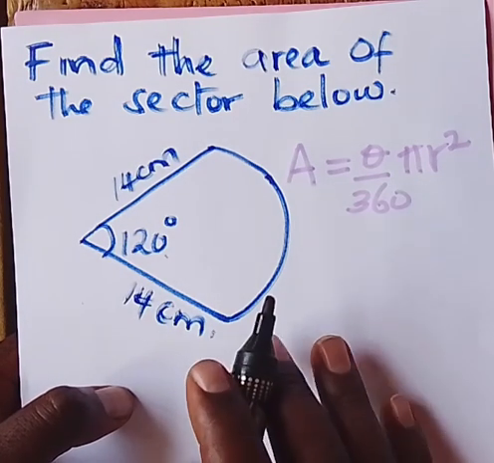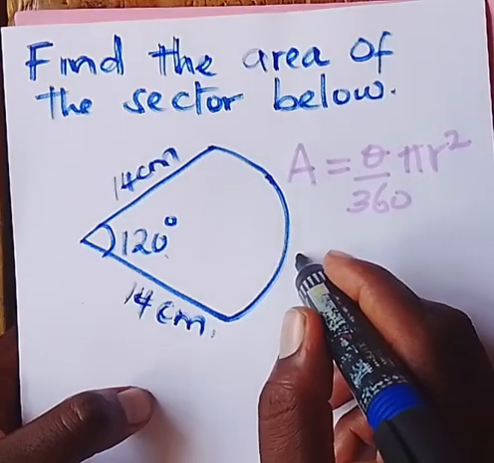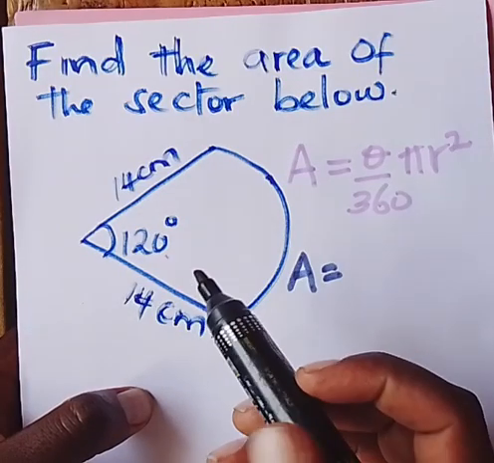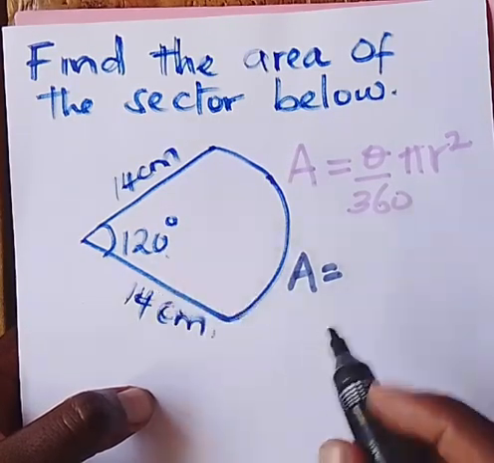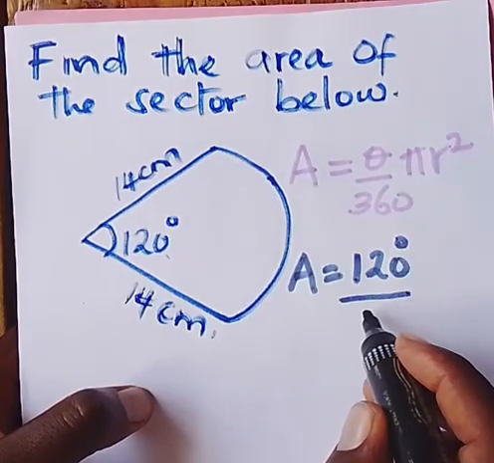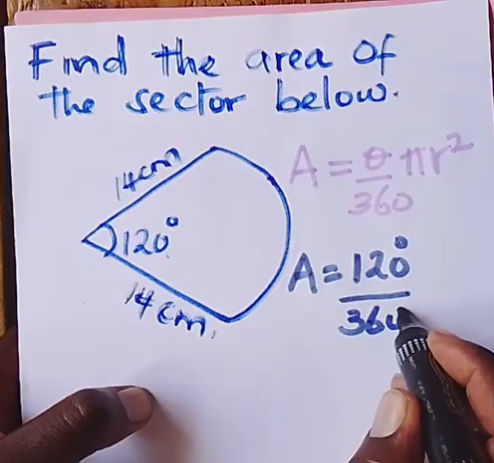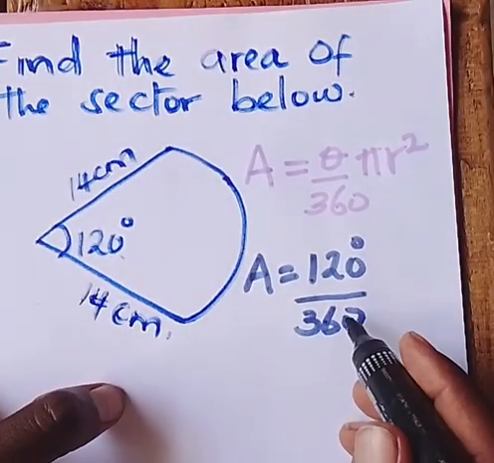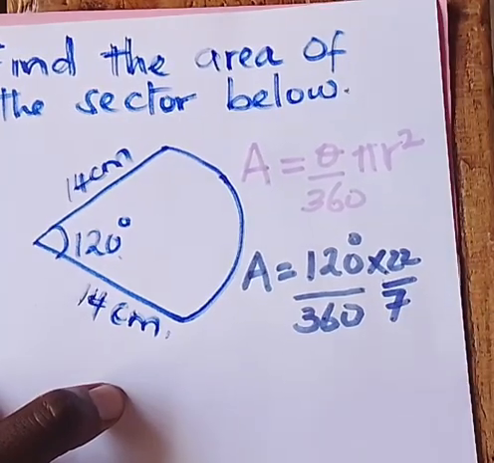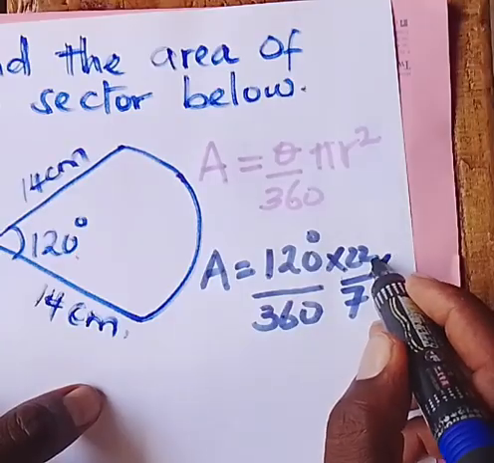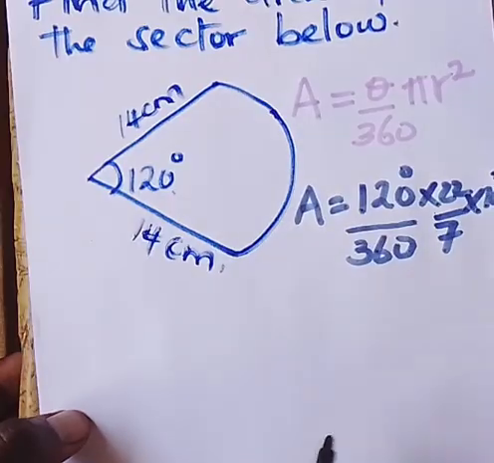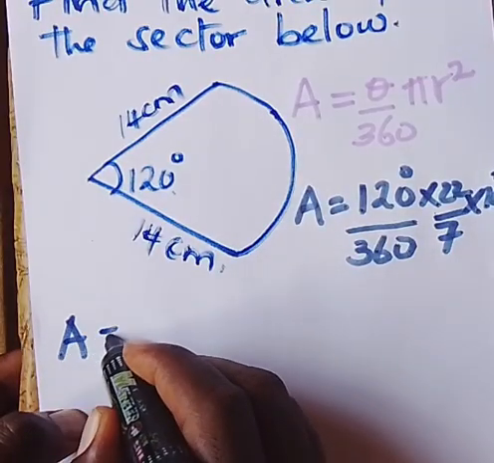Now, according to our formula, we can just write and say the area will be given by, what is our theta? Our theta is 120 degrees. So you say 120 degrees over 360. Then multiply by our pi. Pi is always 22 over 7. Then times the radius, which is 14 squared. We can rewrite again very well and say the area will be given by what?